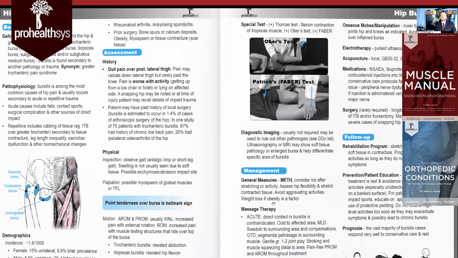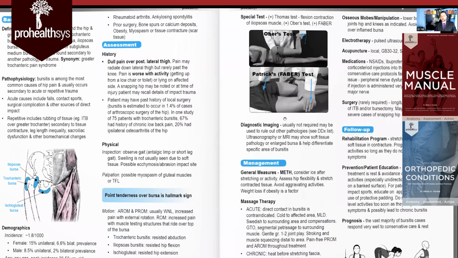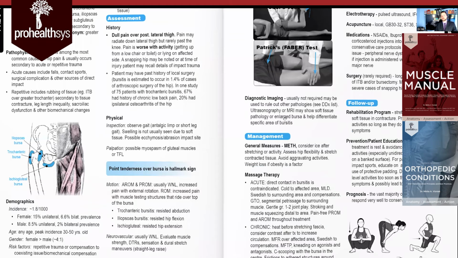All right, tests. Outside of palpation and a good history is going to be Ober's test. Palpate over top and see if you can't reproduce symptoms. Patrick's, especially even if you did a resisted Patrick's and had them contract their psoas, you might notice that for more of an iliopsoas bursitis. Diagnostic imaging, not required. You should be able to figure this out. You might consider ultrasound or MRI if you wanted to have a better look at it, or rule out other pathologies like an X-ray for hip osteoarthritis, but again, not usually warranted.